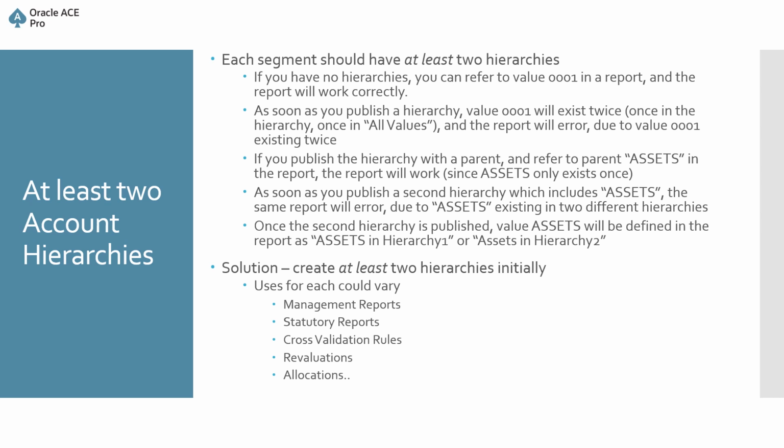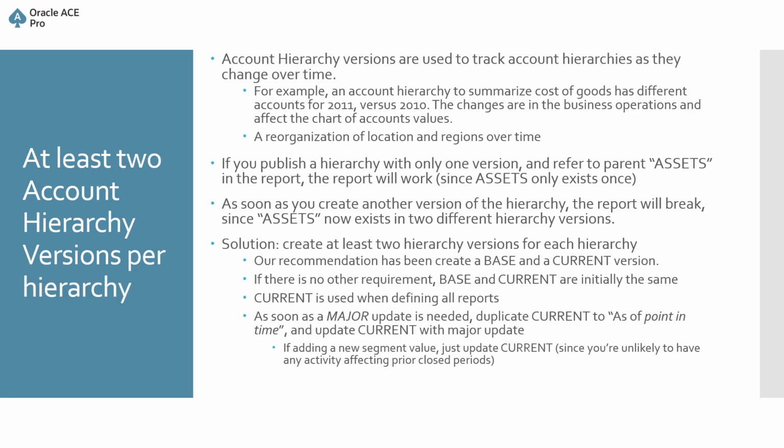As you said, the reason you build those multiple hierarchies out, to Tom's point, a GAAP report is different from a management report. The hierarchy could be different for cross-validation rules. It could be different for revaluation. It could be different for allocations. All different ways you could have hierarchies. They're the kind of things you start thinking about for why would I need a second hierarchy? So I think, Tom, if we go to the second report, let's talk about the versions of those hierarchies. All right, so at least two versions per hierarchy. Again, that gets to the base and that gets to the current.